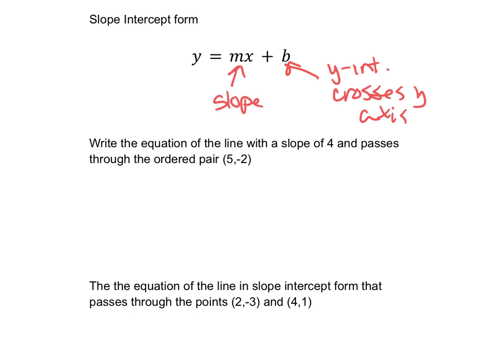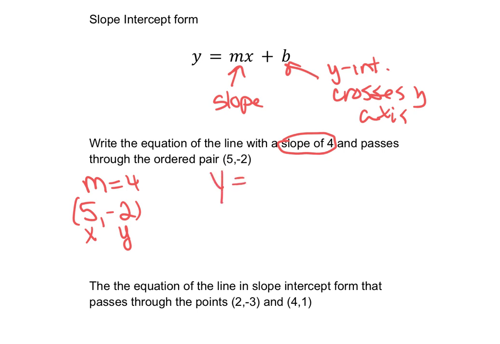So we're going to write the equation of the line with a slope of 4, so that means our m equals 4, and through the ordered pair (5, negative 2). So 5, negative 2 means that our x value is 5 and our y value is negative 2. Using slope-intercept form, y equals mx plus b, we have 3 pieces of information given to us, and we need to find the fourth.